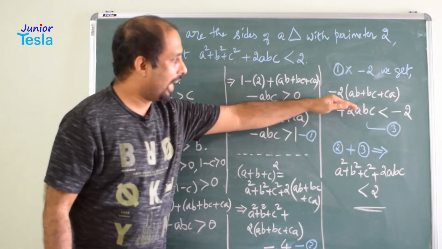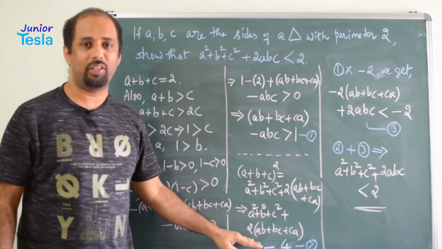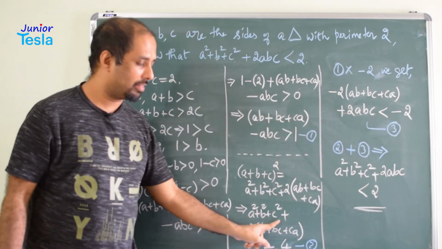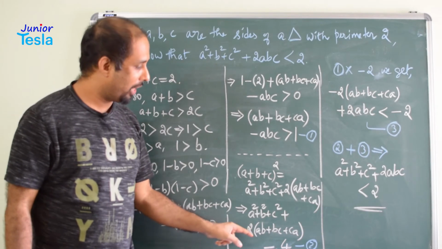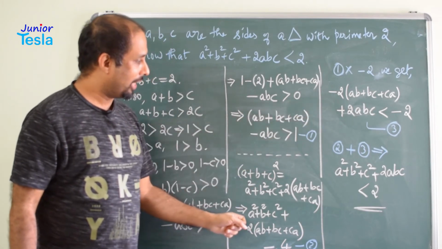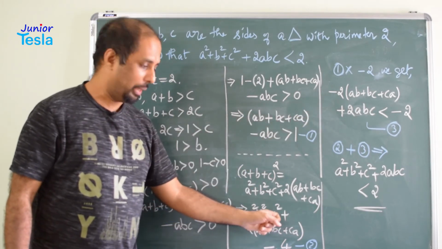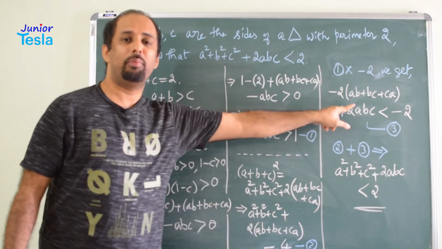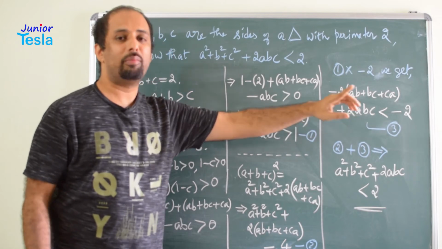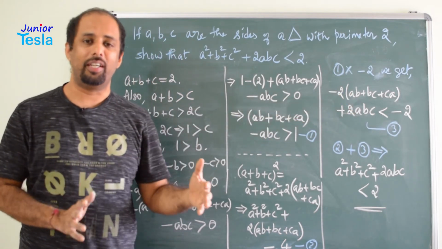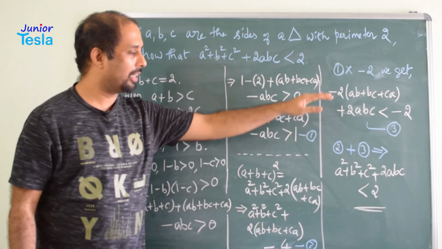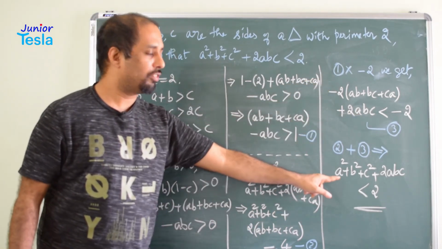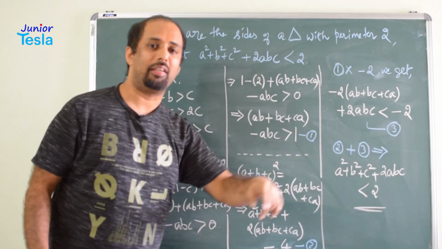Now let us just add this inequality with this equation, because here we have 2abc and here we have this sum of 3 squares. So if you add these two, you will get a square plus b square plus c square plus 2 times ab plus bc plus ca minus 2 times ab plus bc plus ca plus 2abc. So it is very evident that these two terms get cancelled, plus and minus they get cancelled. What is remaining is this and this, correct? So a square plus b square plus c square plus 2abc.